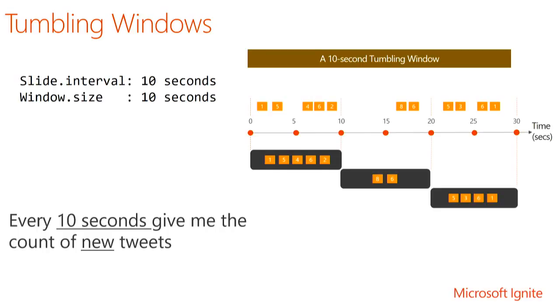It's important to note that if our slide interval is greater than the window size, then we might be dropping data on the floor. Let's say that our slide interval is 20 seconds and our window size is only 10 seconds. Then every 20 seconds we'll evaluate only 10 seconds worth of data. So as we choose these parameters, it's important that we understand these concepts and choose them very carefully.